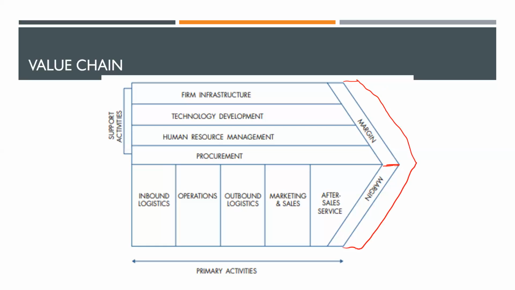So how can we do that? And on the other hand, we want to cut our costs so that we increase our margin from the opposite direction, so that our margin is higher. And Porter says, well, look, let's see at what creates value in your company. And this is what we call primary activities.